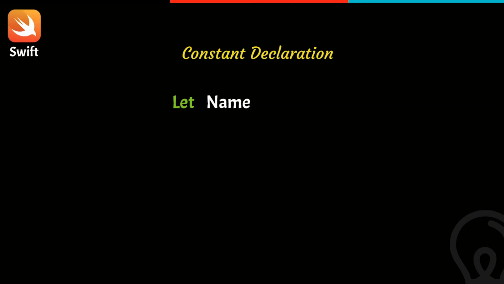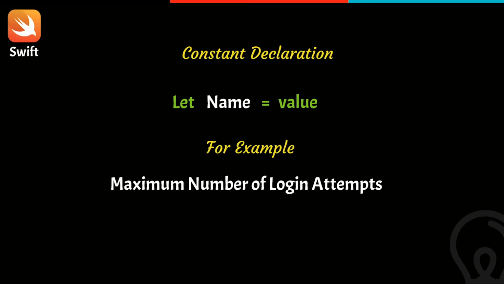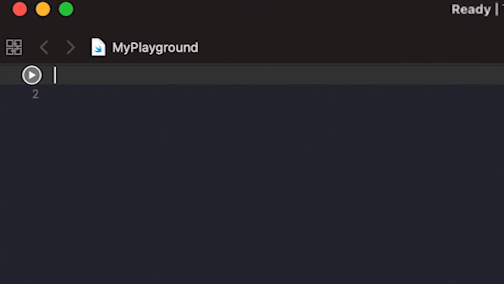Once you name it, then you have to assign a value which you want this constant to hold by using the equal operator. For example, if you need a constant which will hold the maximum number of login attempts value, which is suppose 5, then you can declare it like let maximum number of login attempts equal to 5.